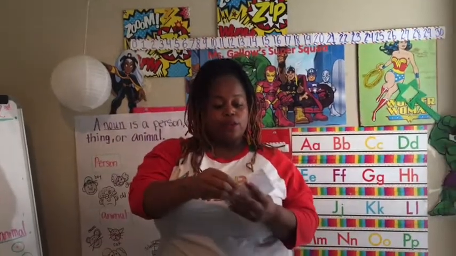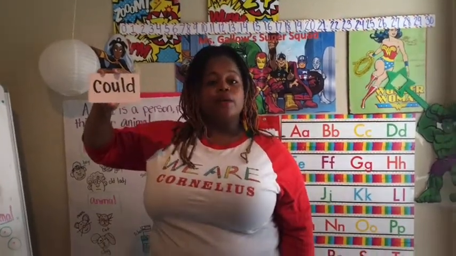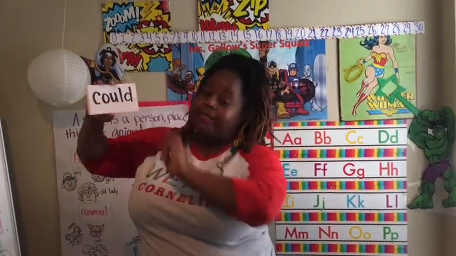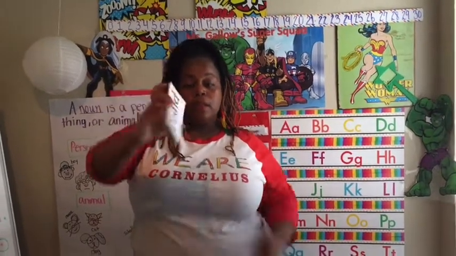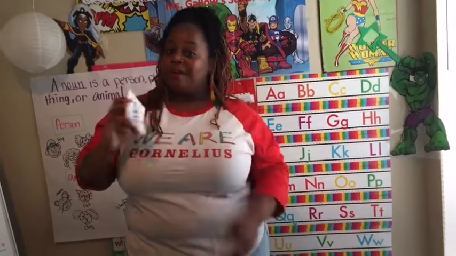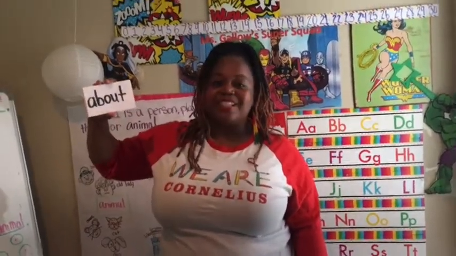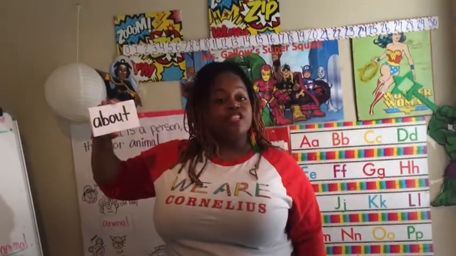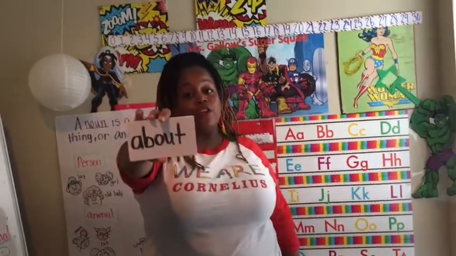Good. What's the word? Could. How do you spell it? C-O-U-L-D. Good. What's the word? About. Good job. Now how do you spell it? A-B-O-U-T.